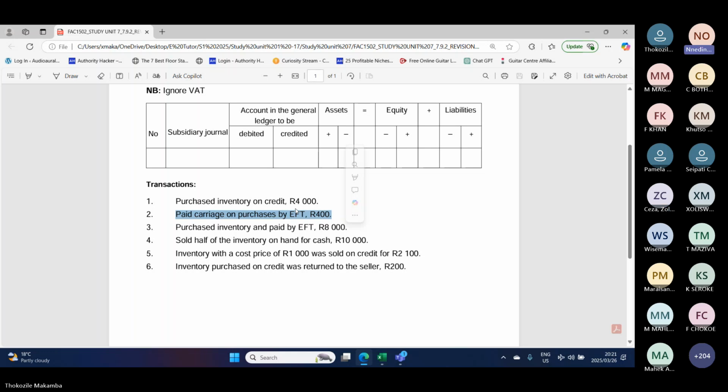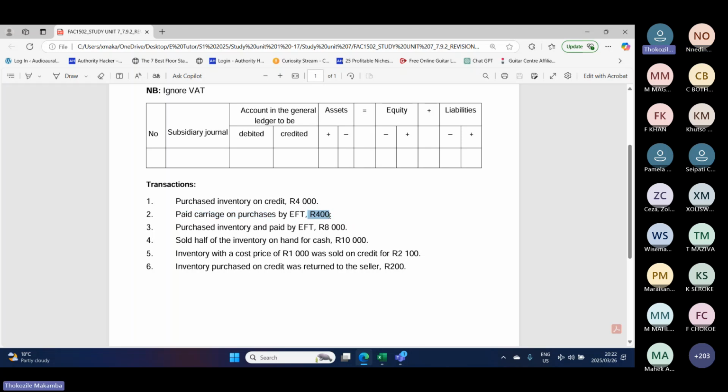Yeah. But now my question is, because now we're looking at half of the total cost, we've already minused that 400 as this on the second, right? Let's assume it's the second. We've minused that 400. Isn't a percentage of that 400 again being minused when we do the sold half of the inventory on hand for cash?